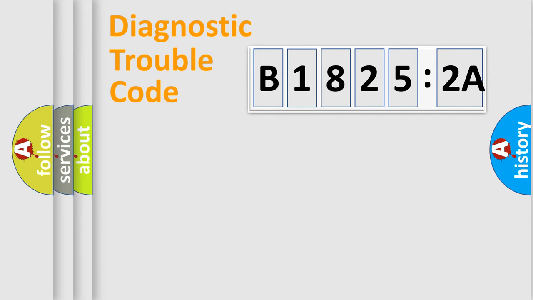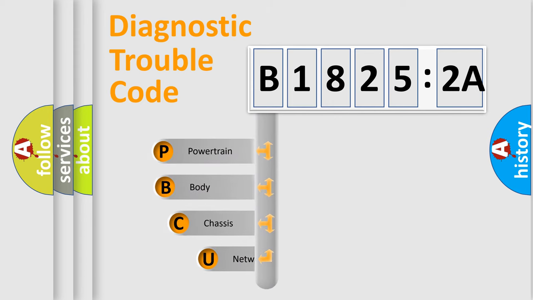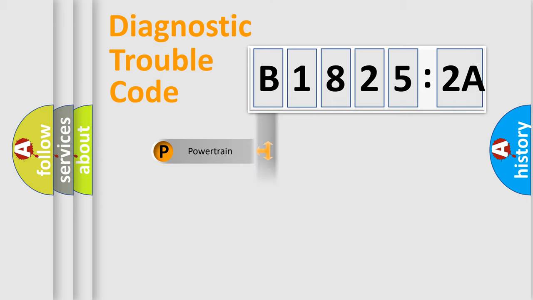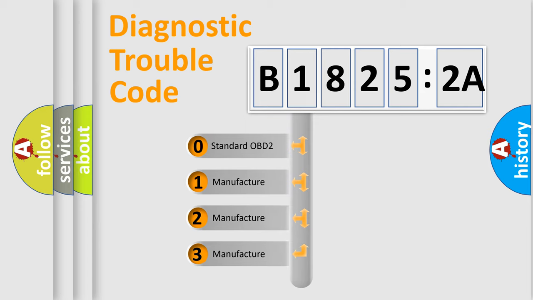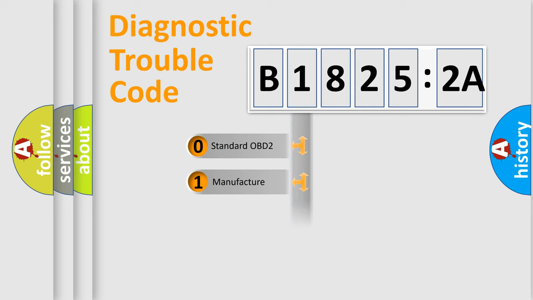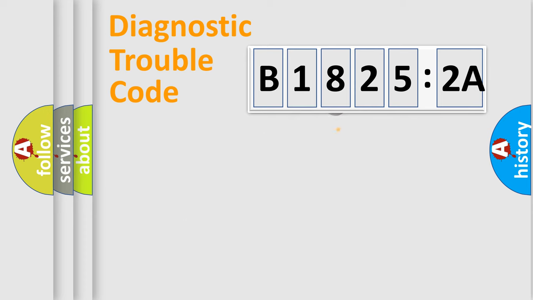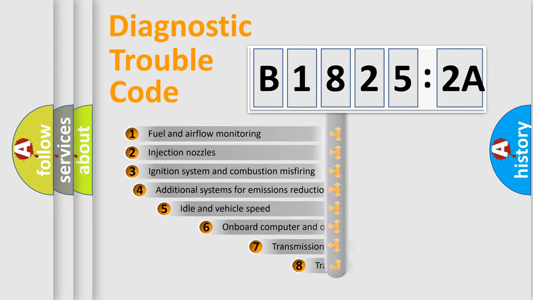Let's do this. First, let's look at the history of diagnostic fault code composition according to the OBD2 protocol, which is unified for all automakers since 2000. We divide the electric system of the automobile into the four basic units: powertrain, body, chassis, network. This distribution is defined in the first character of the code. If the second character is zero, it is a standardized error. In the case of numbers 1, 2, 3, it is a more prestigious expression of a car-specific error.